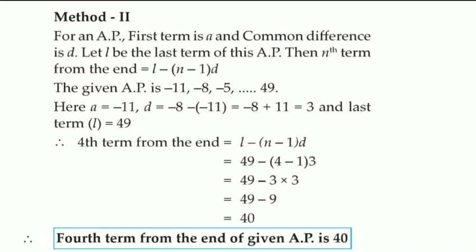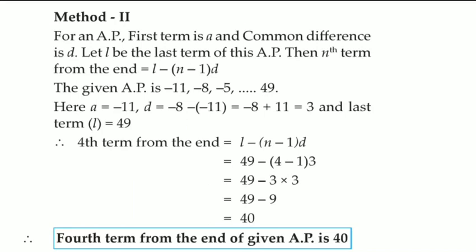In the original formula we have A plus. We are adding the difference because we are finding the terms from the beginning. But here since we are finding from the end, we have to go on subtracting the difference. That is why the minus sign has occurred there. Okay. So the formula of Tn is modified as L minus (n minus 1) outside the bracket D. So for the given AP here, A is minus 11, D is minus 8 minus of minus 11, that is minus 8 plus 11, that is plus 3. And the last term L is equal to 49.